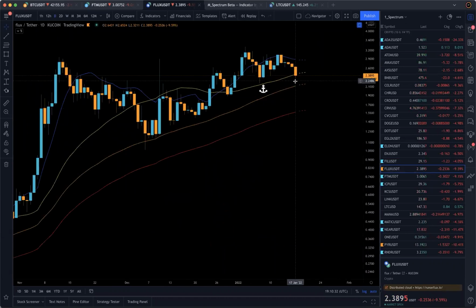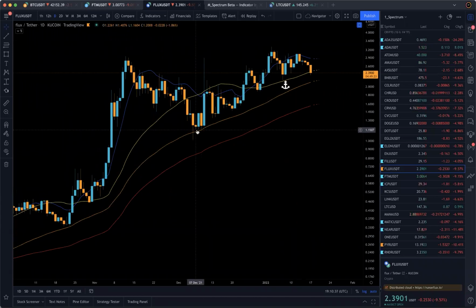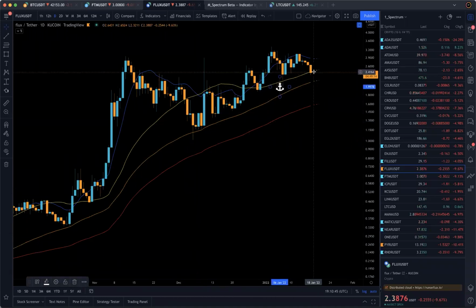But here, orange, touching orange is also fine, because here orange provided the support. So this is still a trend. So as long as it's above the orange, it's all right, in my opinion. Ideally, it should remain above the yellow, but this is not that bad. But yeah, breaking below the orange is not good.